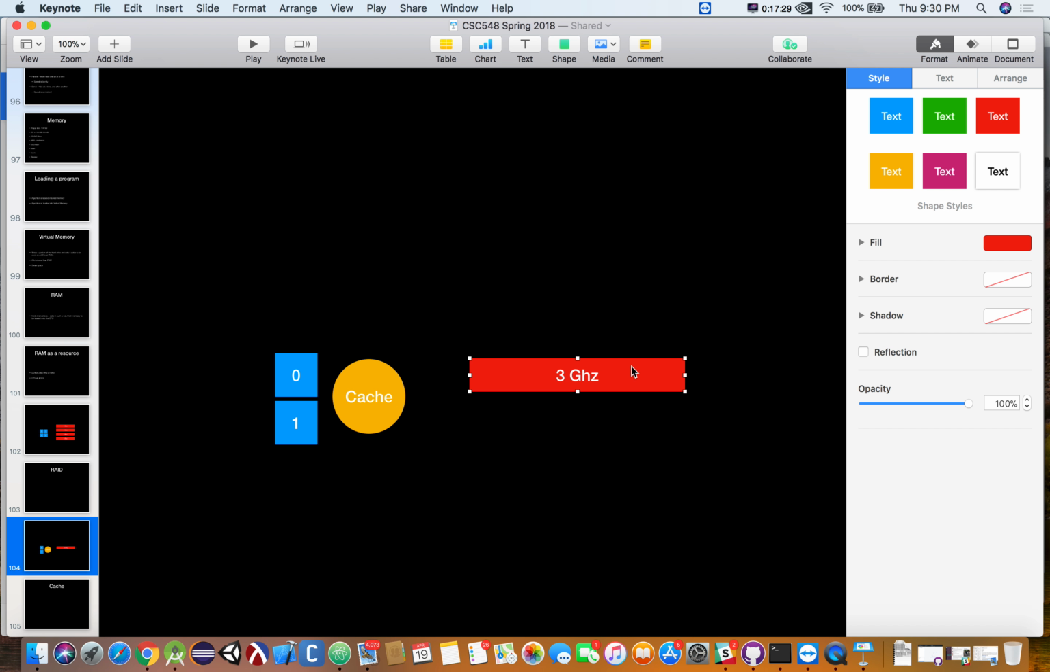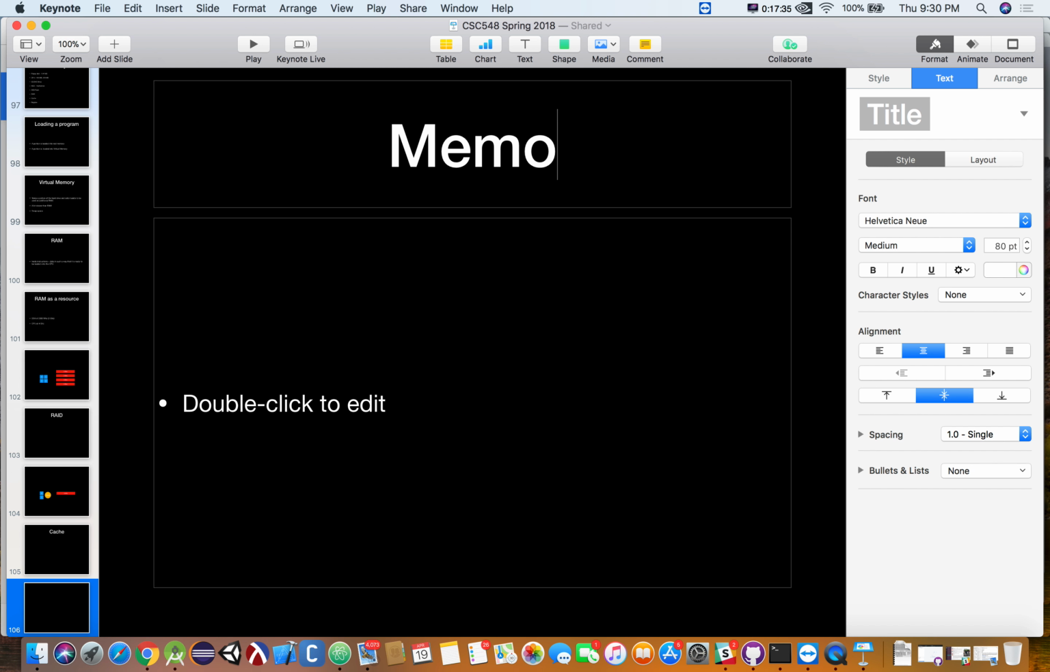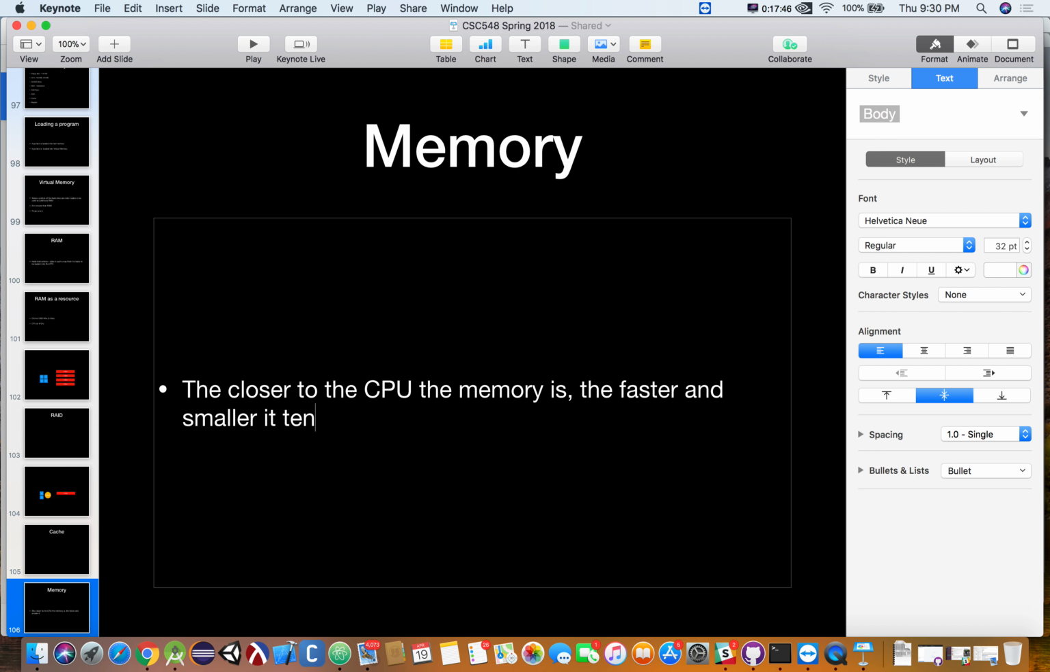But the punchline here is that cache is faster than this. As a general rule, when we talk about memory, let me just throw a slide in here. I think we've even mentioned this before. The closer to the CPU the memory is, the faster and smaller it tends to be, and more expensive. I think we said something similar in class, earlier, when we were talking about how expensive memory used to be, several classes ago.